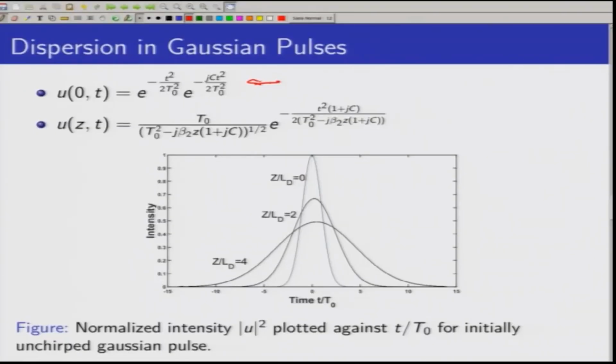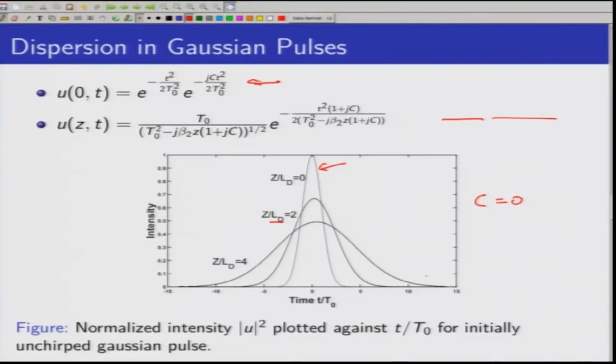This figure is for c equal to 0, initially unchirped Gaussian pulses. What happens? The incident pulse looks like this. Now, as we move along twice the dispersion length, where LD is the dispersion length, we see significant broadening of the pulse, and if we move even further, the pulse broadens even more. So, this is the effect that dispersion has on pulses.